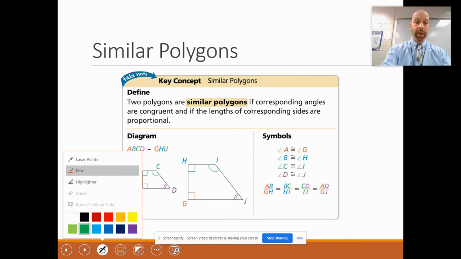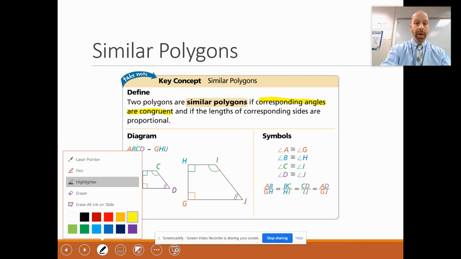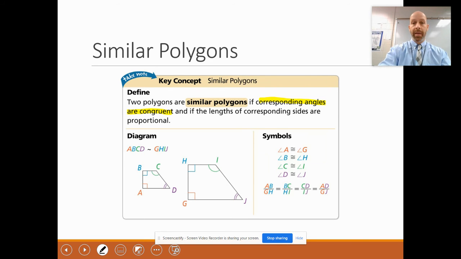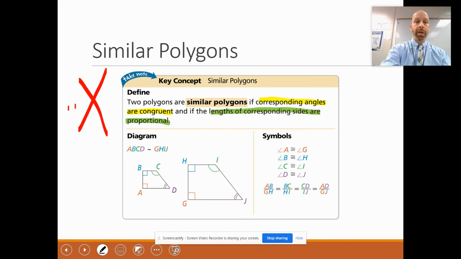So this is really the big idea. Let me highlight the important parts. The corresponding angles are congruent. That's important. And it's also important that the lengths of the corresponding sides are proportional. This is probably the most important slide in all of this presentation. In fact, it's probably the most important slide in this entire chapter, and it is the definition of similar polygons.